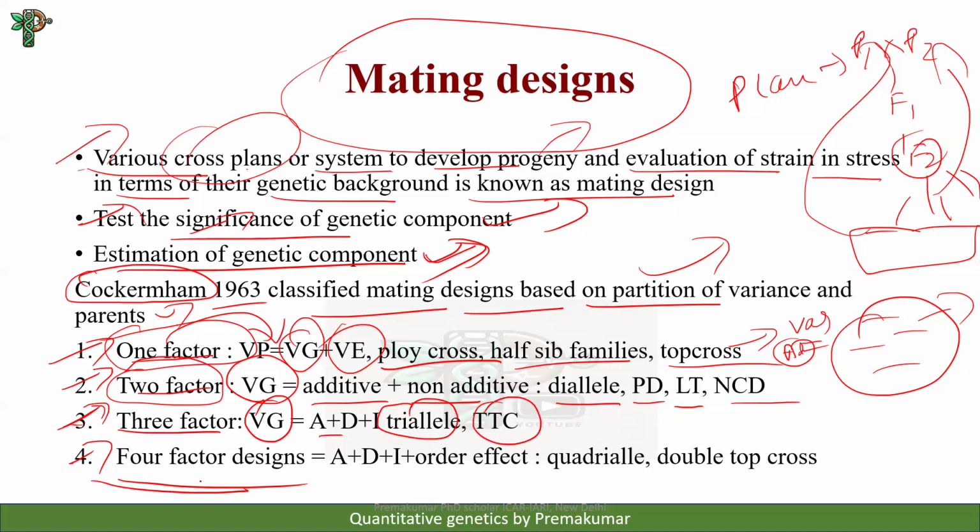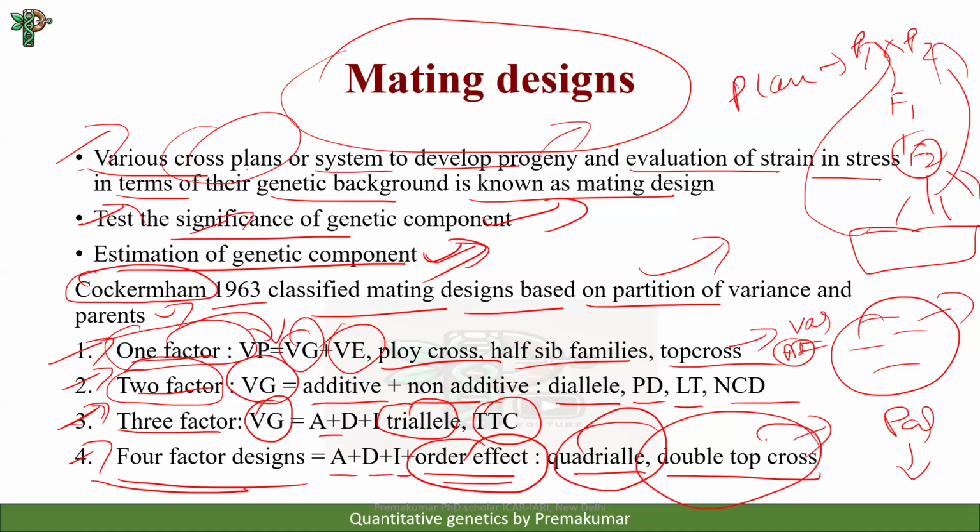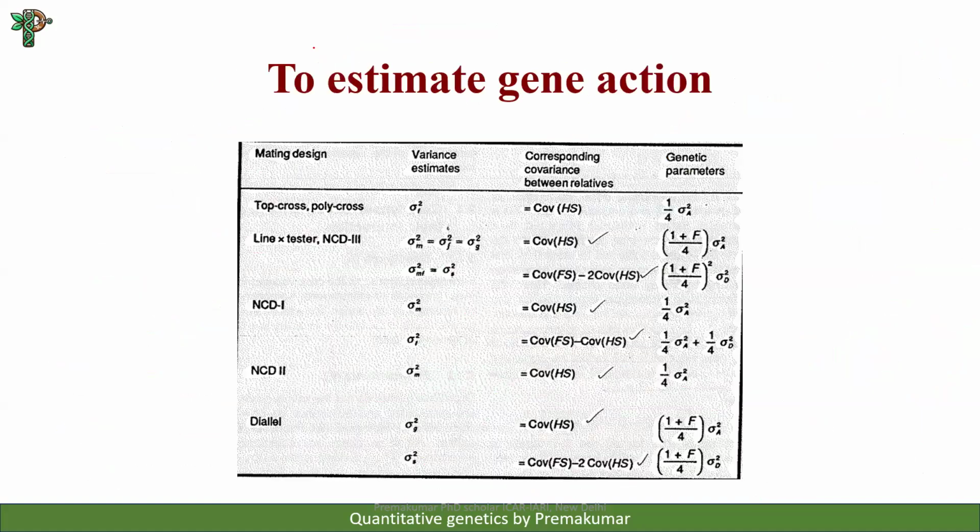And another one is four factor designs. We can have A plus D plus I, and we can also estimate the order effect, that is, the parental control of the progeny, which can be estimated in quadriallel and double top cross analysis. Then, what genetic estimates can we get from different mating designs?